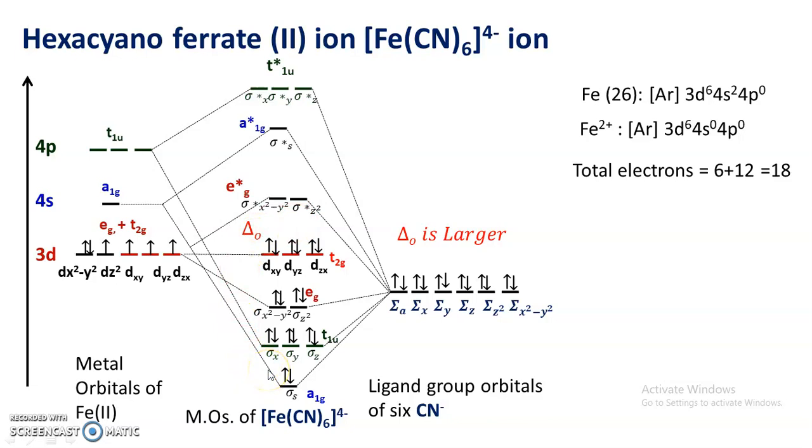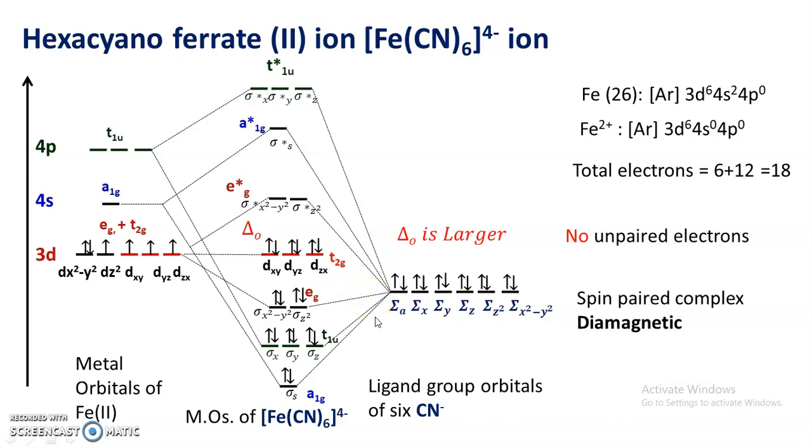And most of the electrons are present in bonding molecular orbitals, and remaining electrons are accommodated in non-bonding orbitals. All the antibonding orbitals are vacant, and here there is no unpaired electron. All the electrons are paired, and this complex, that is hexacyanoferrate(II) ion, is a spin paired complex or diamagnetic complex. So remember, hexacyanoferrate(II) ion is a diamagnetic complex. Very important thing.